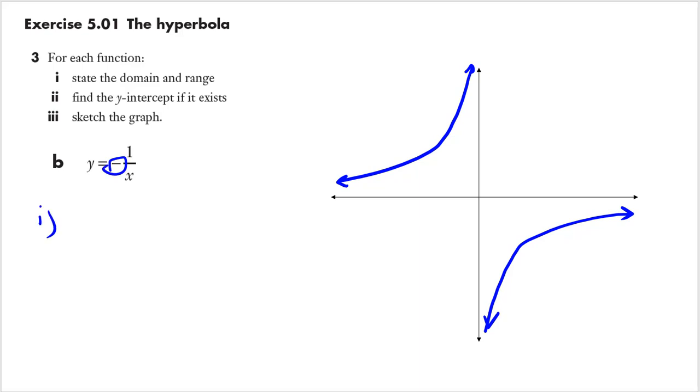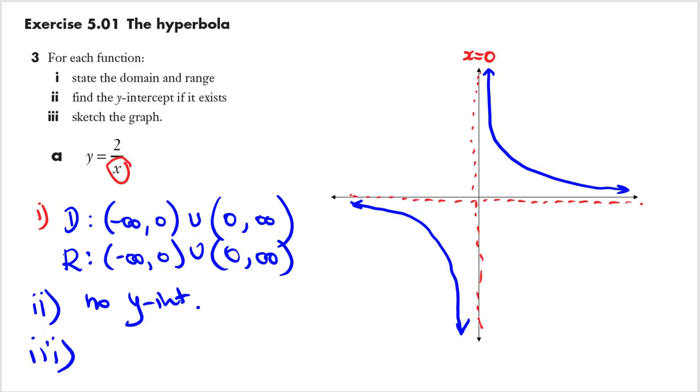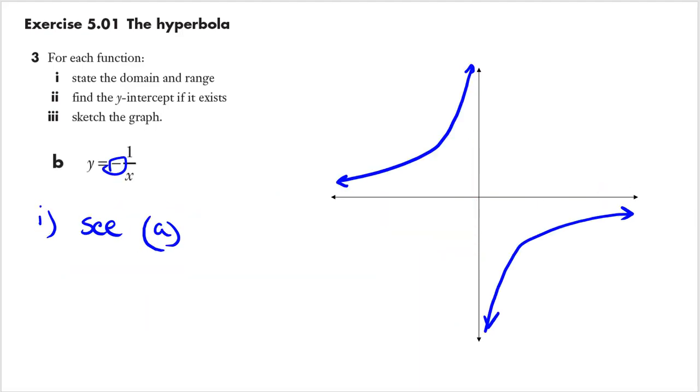So your domain and your range for this question will be identical to A, if we go back to that one there, because the asymptotes haven't moved at all. The graph is still going from positive to negative infinity in both the x and y. Find the y-intercepts. Well, again, there's no y-intercepts because we can't let x equal 0. And sketch the graph. Well, we've already done that part there.